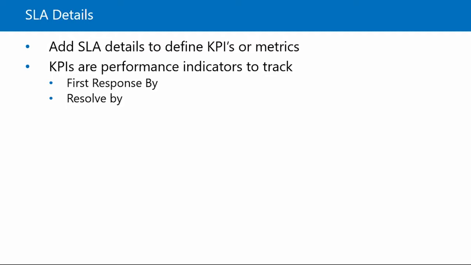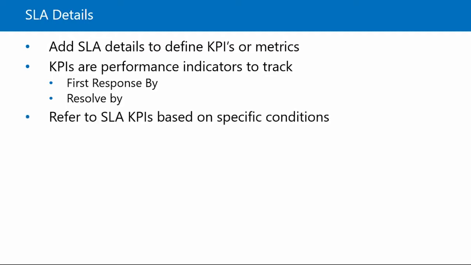SLA KPIs are performance indicators that you'd like to track, for example, first response or resolve by. As mentioned, SLA items refer to SLA KPIs based on specific conditions, and you can add multiple SLA items and arrange them in an order that works for you. Now, keep in mind, for any given KPI, only the first SLA item that matches the conditions in the applicable when section is applied.